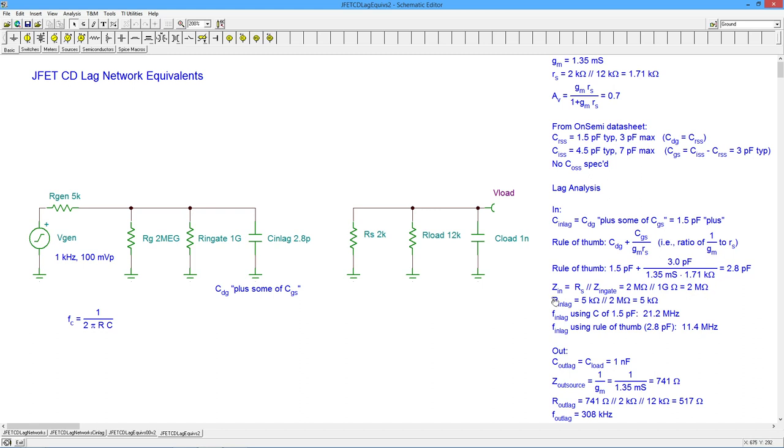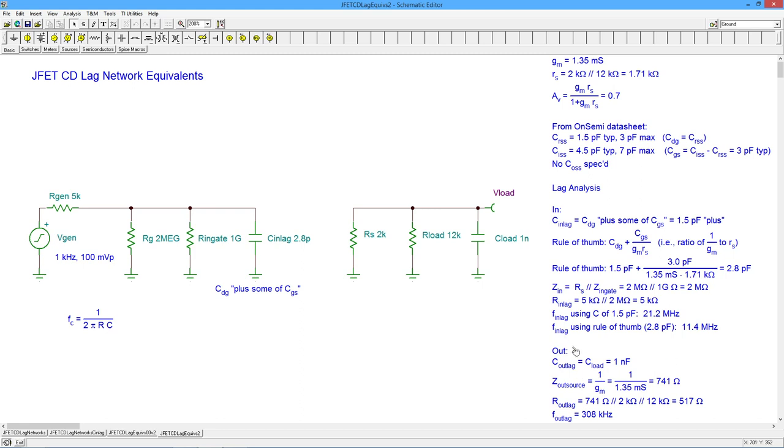Continuing along, the input impedance, like I said, was 2 meg in parallel with that huge value over here. So basically 2 meg, put that in parallel with your generator, which is 5K, as we typically would do in these sorts of analyses. So we've got an in lag of 5K. Now, if I was just going to ignore CGS and use CDG, we would use 1.5 picofarads with 5K, and we would get 21.2 megahertz. I just want to show you how this improves our odds. If I use the rule of thumb, the 2.8 picofarads, and you calculate with the 5K, you get 11.4 megahertz instead.